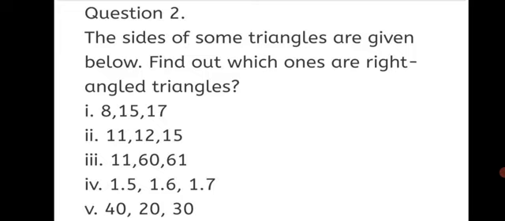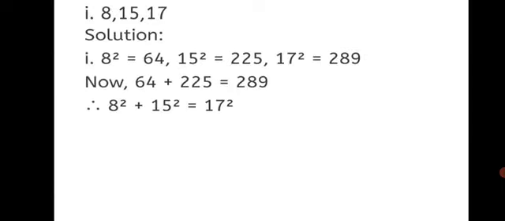So let's do it one by one. Question number 2, sub question 1: 8, 15, 17. So the same steps. 8 square is equal to 64, 15 square is equal to 225 and 17 square is equal to 289. On adding the squares of the smaller numbers, we get 64 plus 225 is equal to 289. Now we can compare and see that both are same.